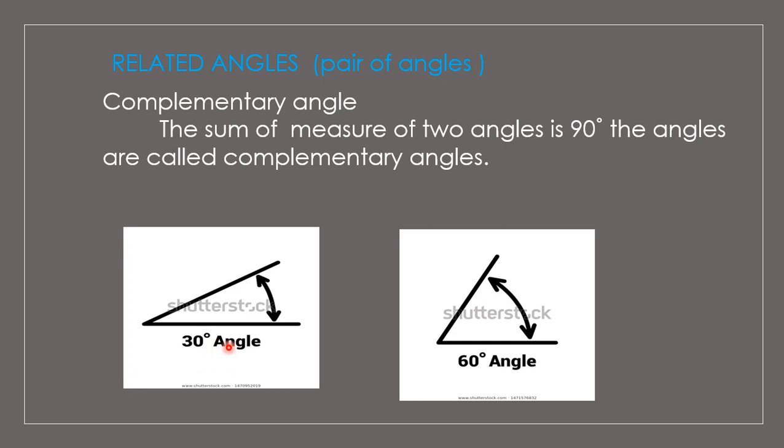And if we want to find the complementary angle of 30 degrees, we have to subtract 30 from 90 degrees. In the same way, when we have to find the complementary angle of 60 degrees, we subtract 60 degrees from the sum of angles, that is 90 degrees. So 90 minus 60, we will get the complementary angle of 60, that is 30 degrees.